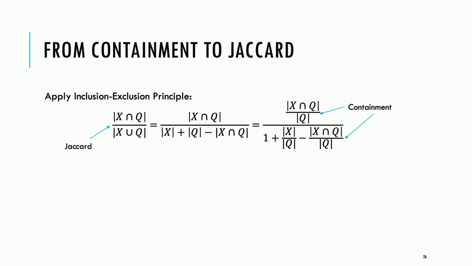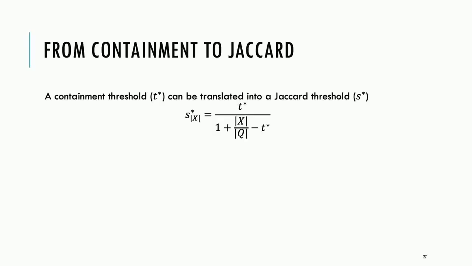Before I talk about how our search ensemble works, I want to give you some intuition. Applying the inclusion-exclusion principle to this formula, you can map a containment to a Jaccard similarity. What this gives us is a translation formula. So you can translate a containment threshold into a Jaccard similarity threshold.